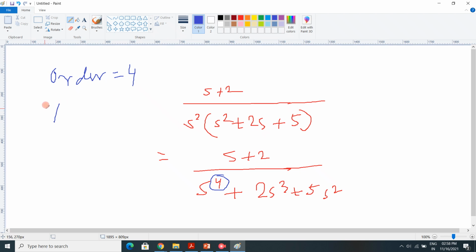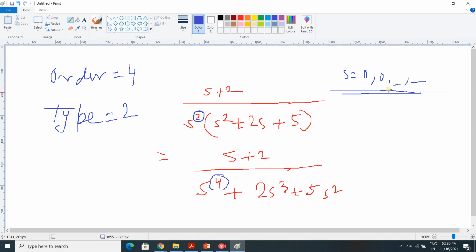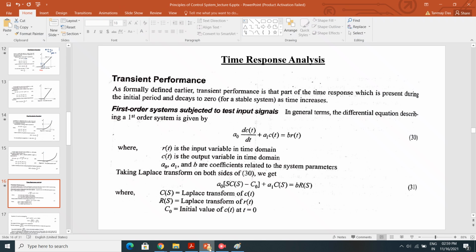Order is 4. And what is the type of the system? 2. Type is 2, because type means the number of s at the origin, because the solution at the origin. So the solution of s will be 2 at the origin, and then we will have 2 more values which we have to determine using the Siddharacharya. That means those will be complex conjugate values. So order is 4 because we have 4 solutions of s, and 2 solutions will be 0. That means 2 poles at the origin. So type is 2.